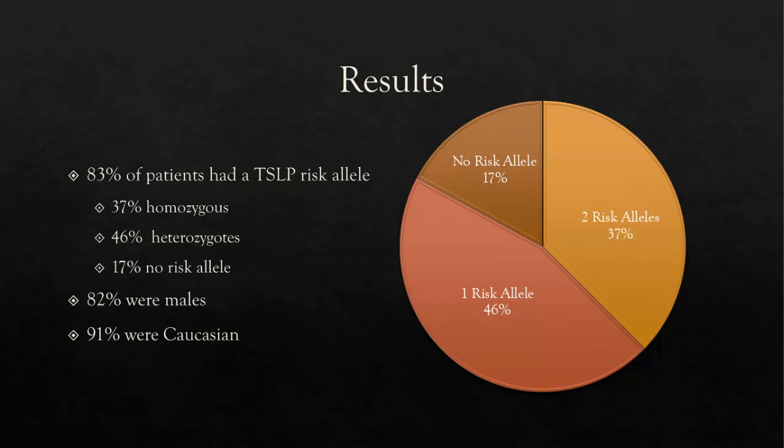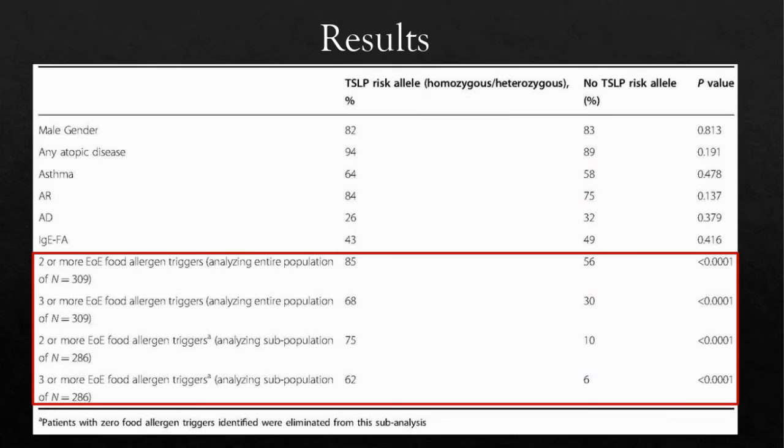Another fact that I thought was interesting is that 82% of those that had this allele were males and 91% were Caucasian. This graph just shows how many food allergens were found in the patients who had the risk allele versus the patients who didn't have the risk allele. And so patients who had 2 or more food allergens, 85% had the risk allele and 56% didn't.